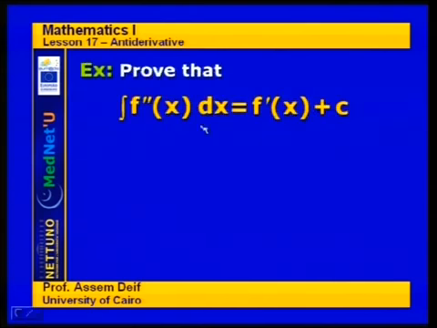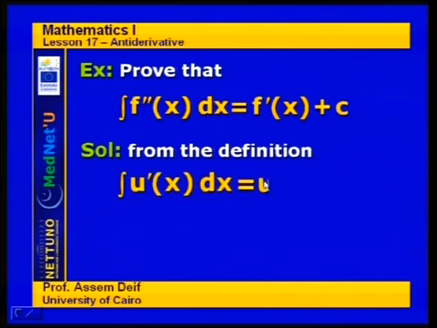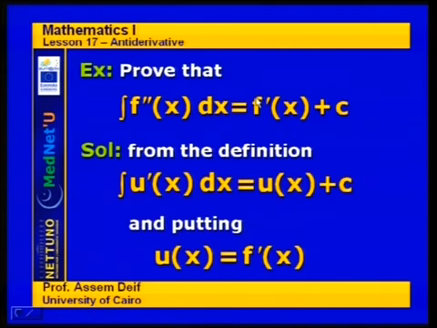Prove that the integral of f double prime of x is equal to f prime of x. It's simple. This is one application of the properties of the antiderivative. All you have to do is you can actually set up, this is known, the integral of u prime of x dx. This is one property that we saw before. We said the integral of u prime is equal to u of x plus c.